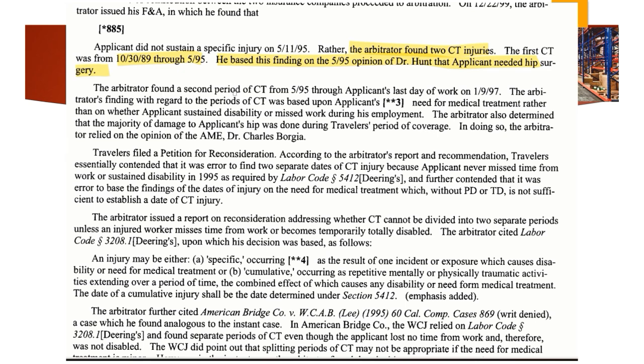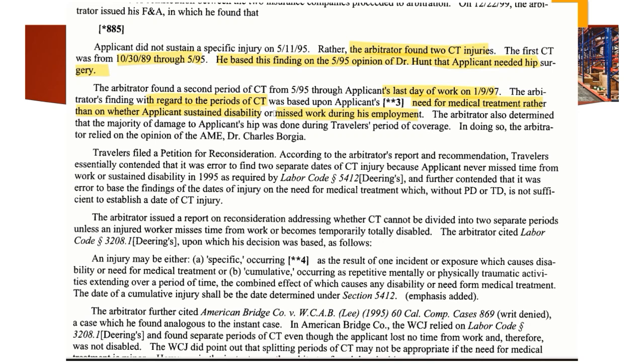The arbiter also found a second period of CT from May of 1995 through the applicant's last day of work in 1997. And in both cases, the arbiter's finding with regard to the periods of CT was based on applicant's need for medical treatment rather than on whether the applicant sustained disability or missed work during his or her employment. And these are what we typically rely on in terms of establishing disability. It's usually compensable disability that establishes the disability.